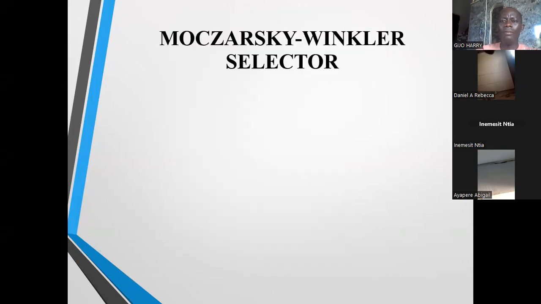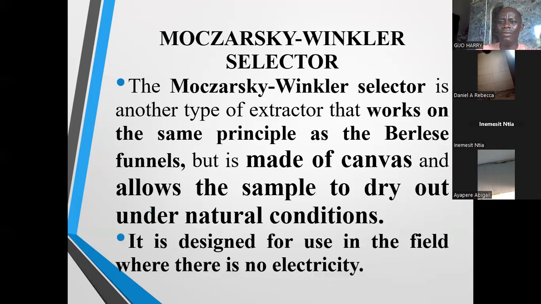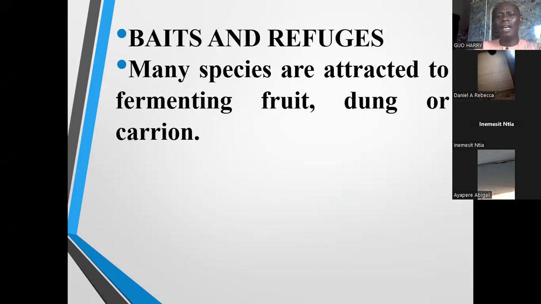Then we also have the Mazorsky-Winkler extractor that's used in the field where there's no light. It consists of the canvas and funnel, and it's without a light bulb. It's hung on the branch of a tree, where photophobic insects fall into this container. Then you also remember that we looked at baits and refuges, that some insects and arachnids are usually found in fermenting foods, dung, or carrion. These are used to attract the insects, and they are collected.